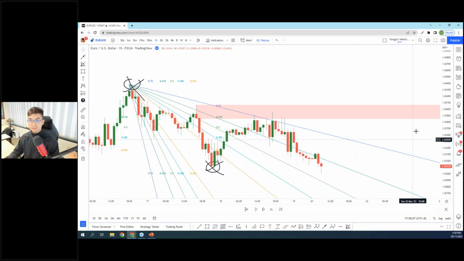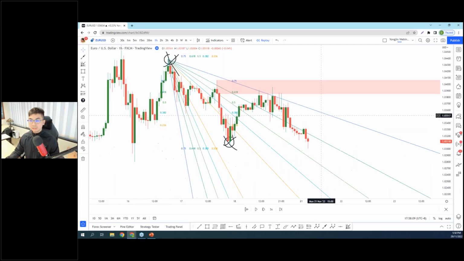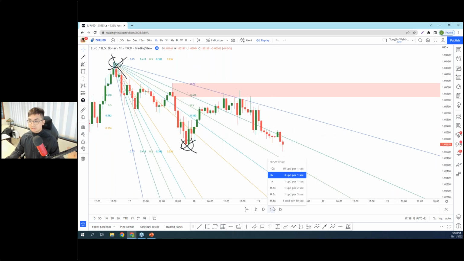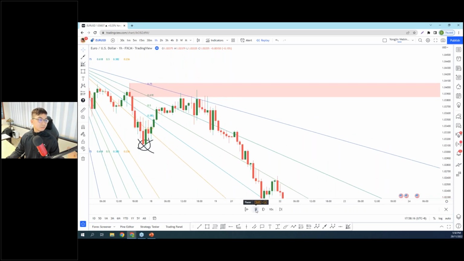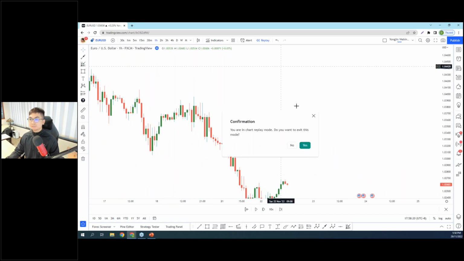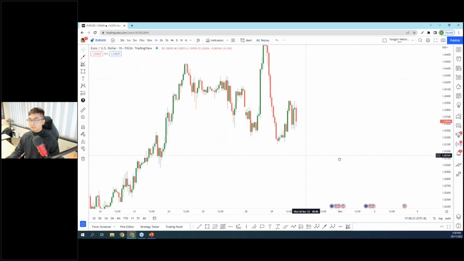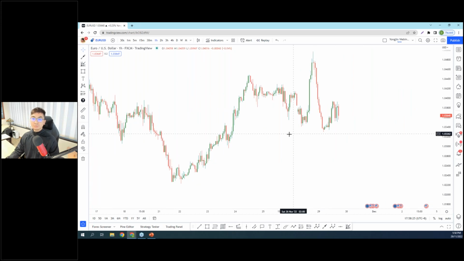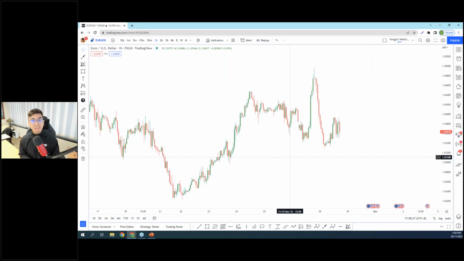All right, let me clear this chart out. I'll do a quick replay and let it ride. Price continues moving to the downside. Let me clear this out and exit this replay. All right, next, we are looking at the most recent data on EUR/USD.